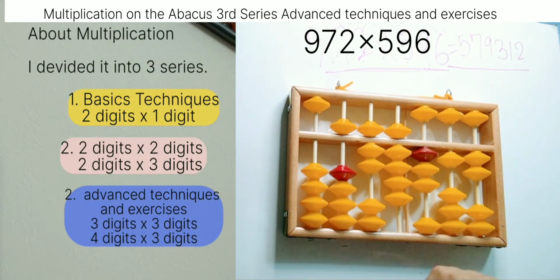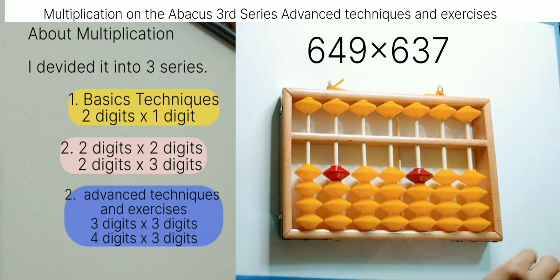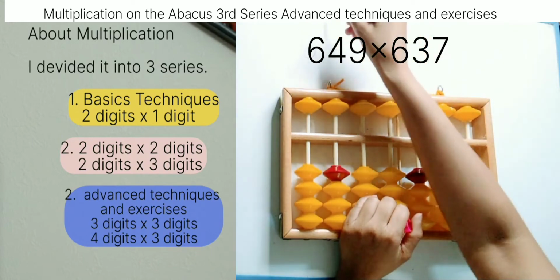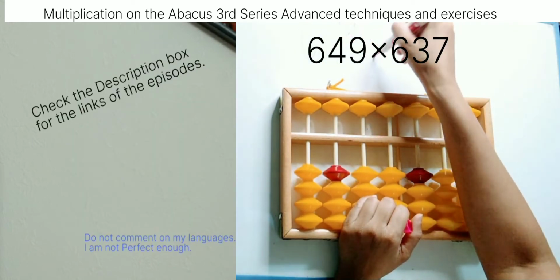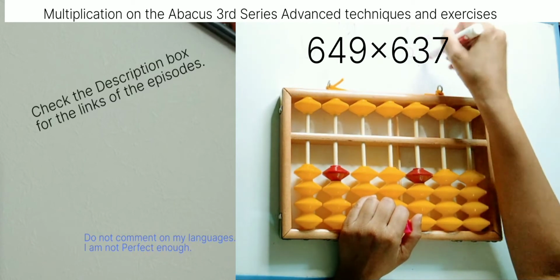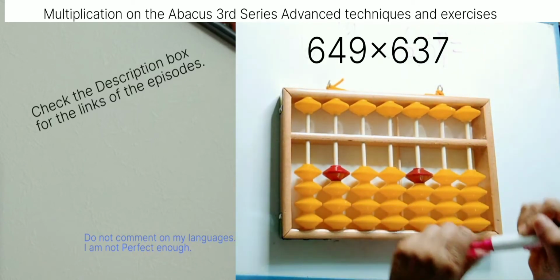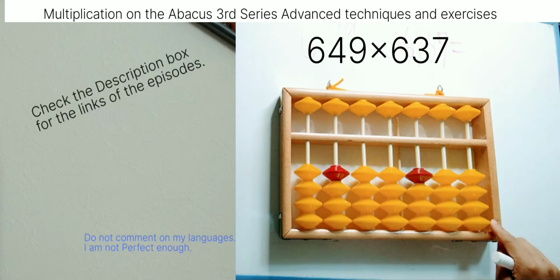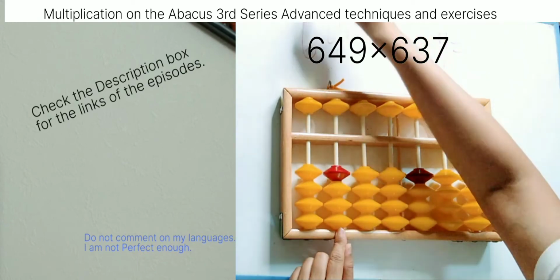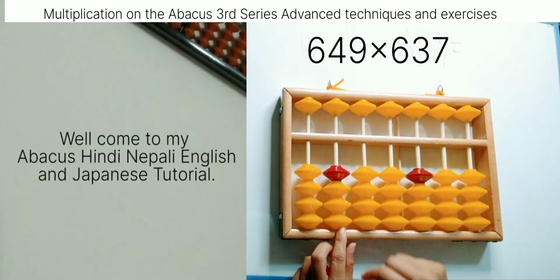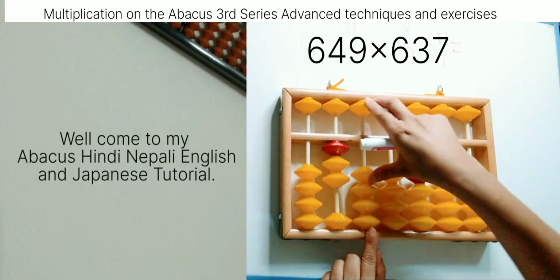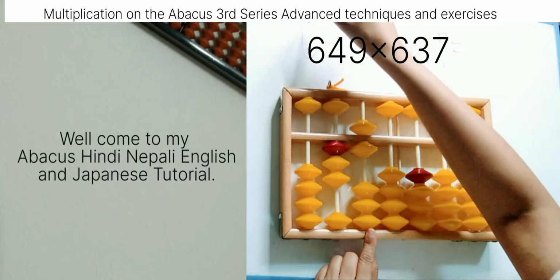Let's move to another question. 649 multiply by 637. We have 6 digits, 1, 2, 3, 4, 5, 6. So starting from these, 6 6s are 36. Change your pointer finger.